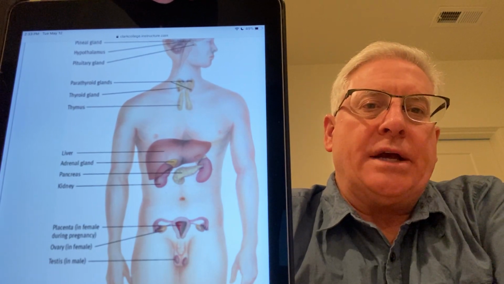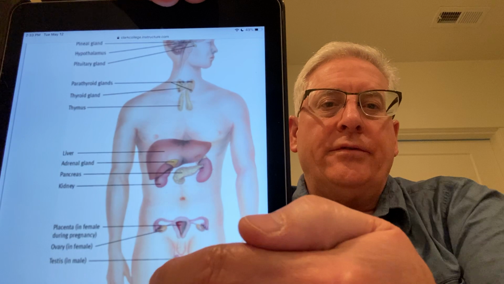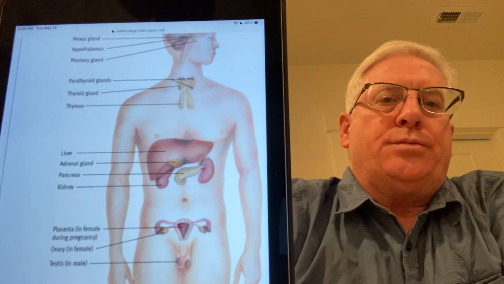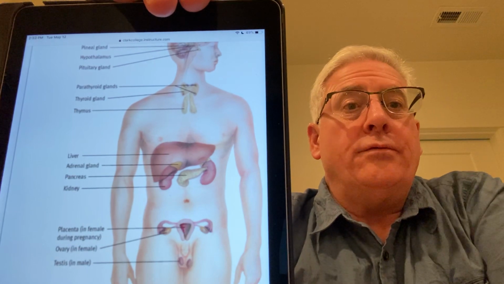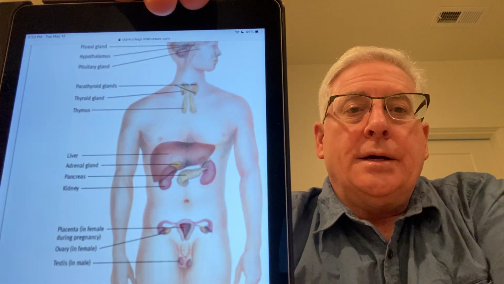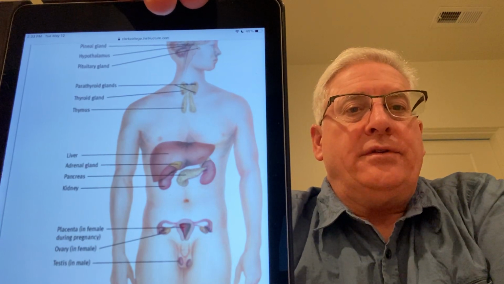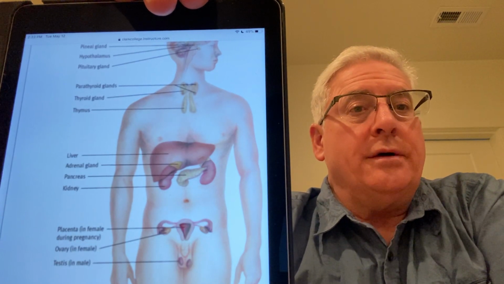Finally, we go down to the sex glands. In the males, the testes, and the females, the ovaries. The testes produce 2 hormones. The ovaries produce 3. The testes produce testosterone, of course, and the testes also produce a small amount of estrogen.